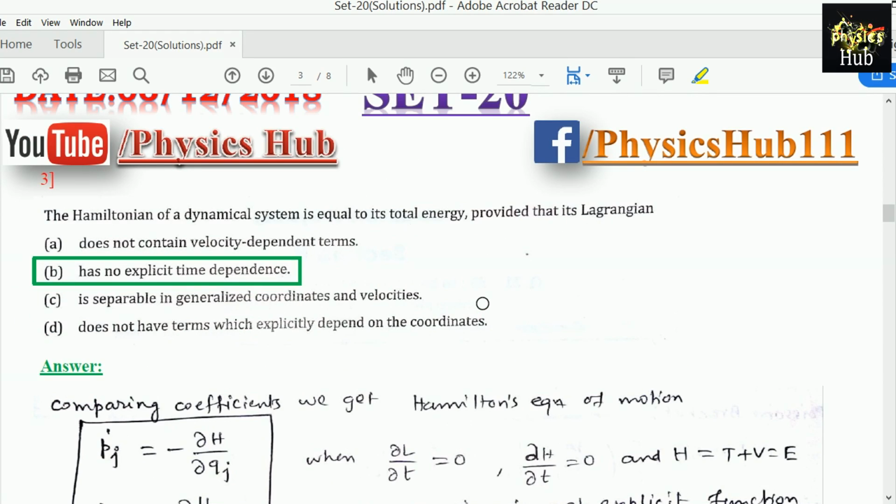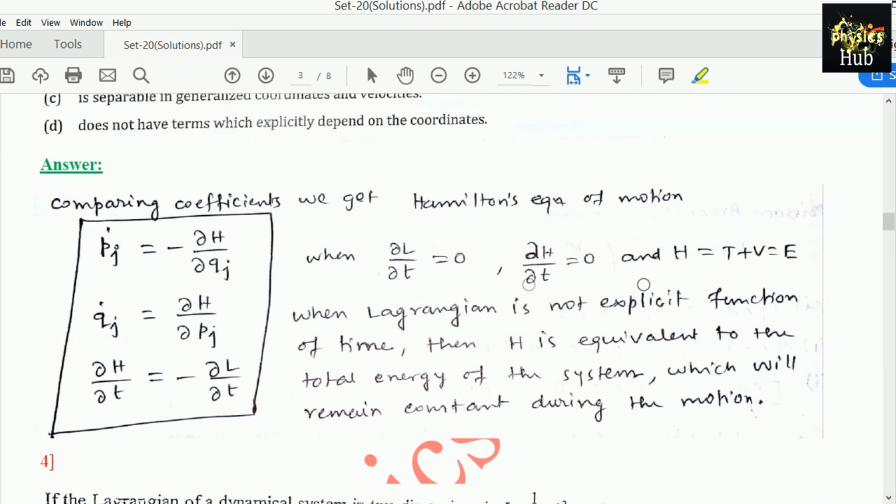Now moving on, question number 3: the Hamiltonian of a dynamical system is equal to its total energy provided that its Lagrangian. Now this is a theoretical question, which you should know while reading the topic Lagrangian and Hamiltonian. These are the equations of motion: pj dot equals minus del h by del qj, qj dot equals del h by del pj. This is very confusing. I usually get confused about when to use the plus sign or minus sign, but pj dot will be minus del h by del qj, qj dot equals del h by del pj, and del h by del t equals minus del L by del t.